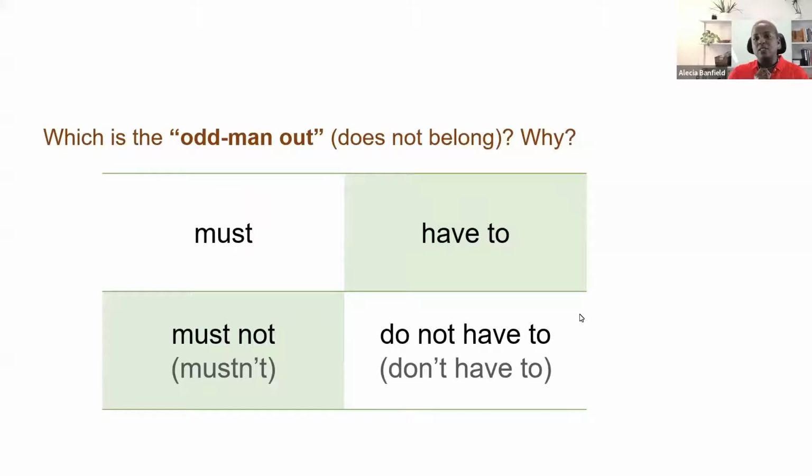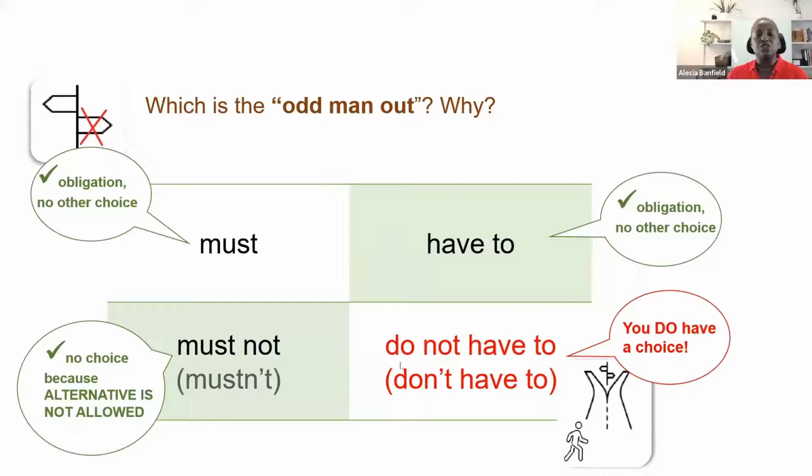So I'm going to start with a little challenge for you, and it is this. Which of these four is the odd man out? That is, which one does not belong and why? So we have must, we have to, we have must not, and we have do not have to or don't have to. Which one is the odd man out? Well, hopefully you guessed do not have to or don't have to. So the question is why?